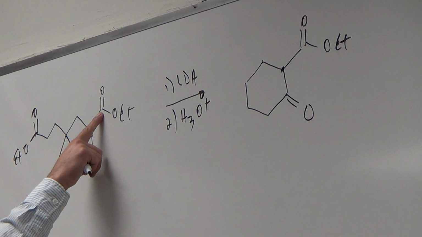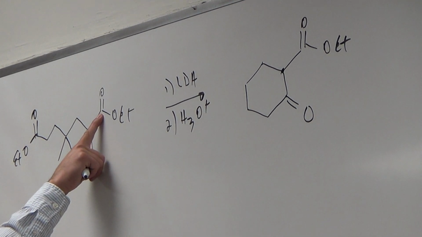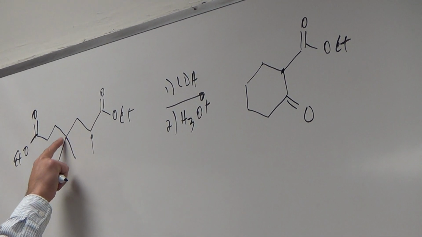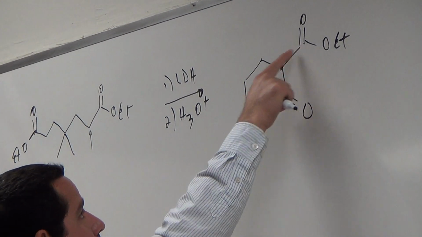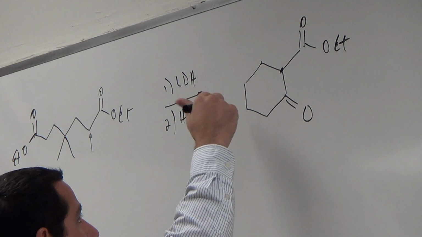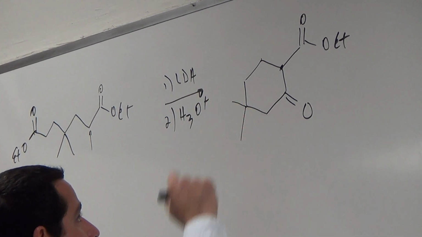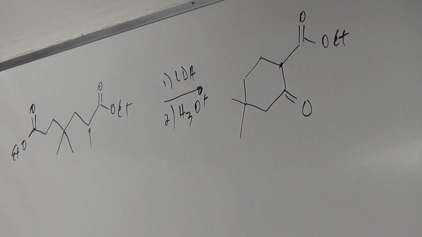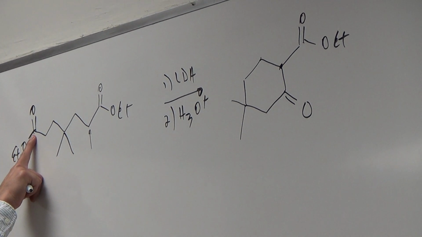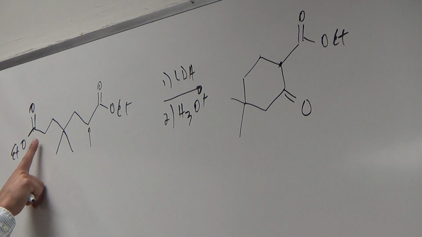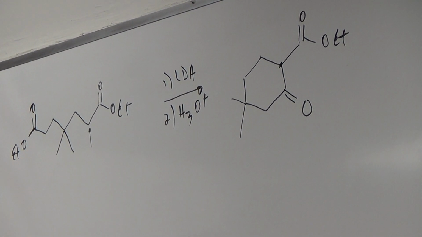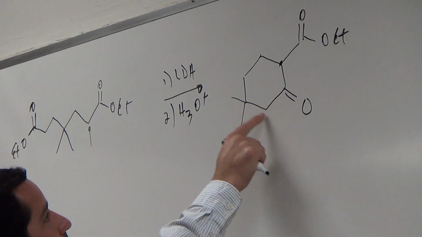If I start on this ester, it will be 1, 2, 3, 4 away, yes? I started at this ester, 1, 2, 3, and 4. Let's see if that is correct. Is it correct? It will be how many carbons away from the ketone? Including the ketone. 1, 2, 3, and on the 4th. 1, 2, 3.